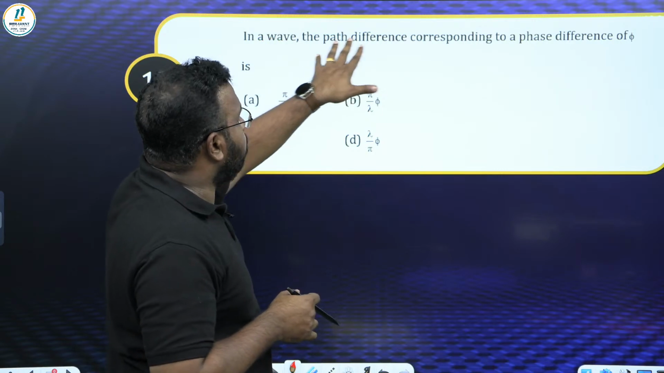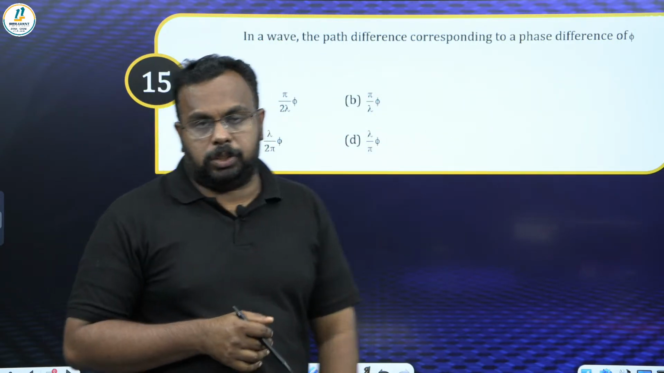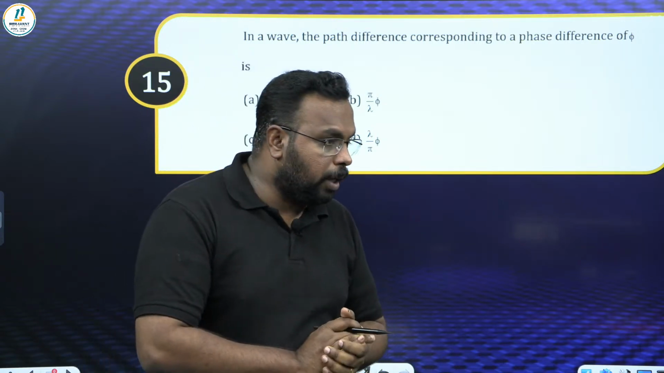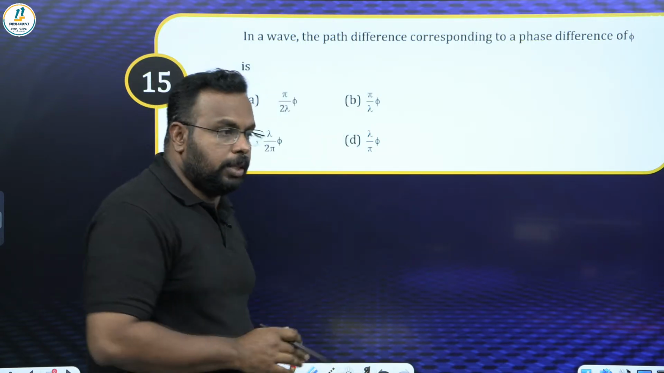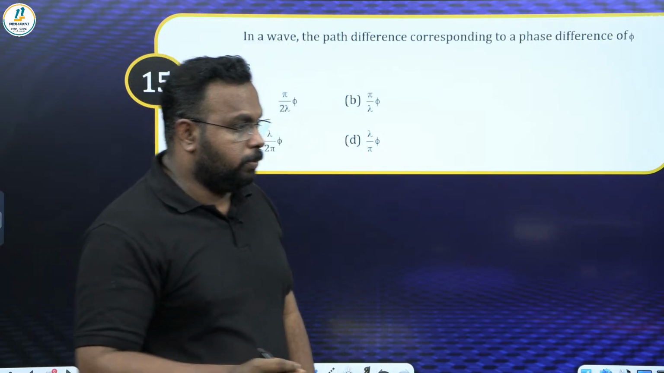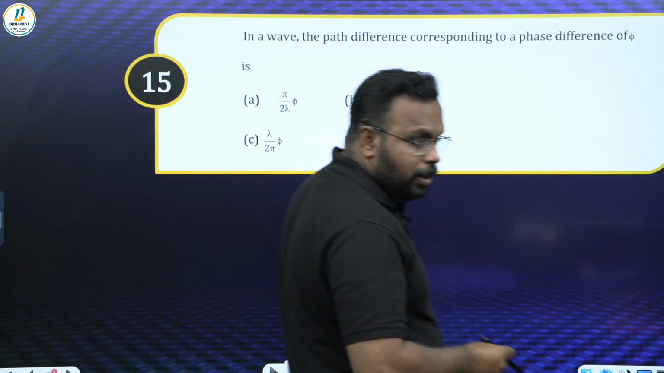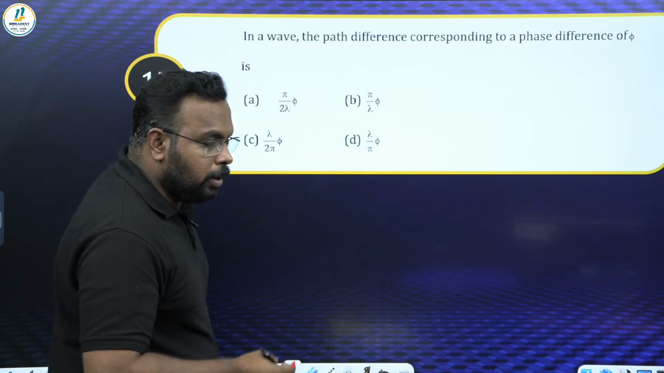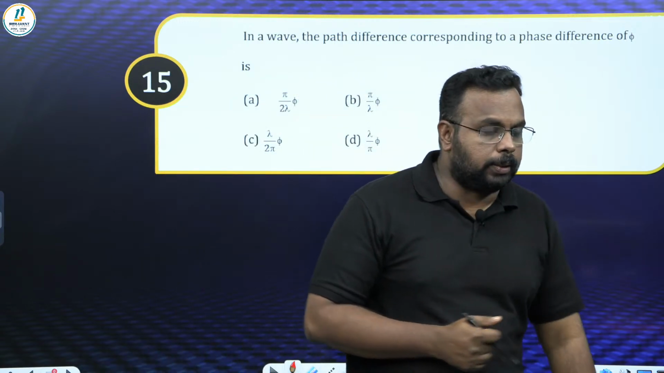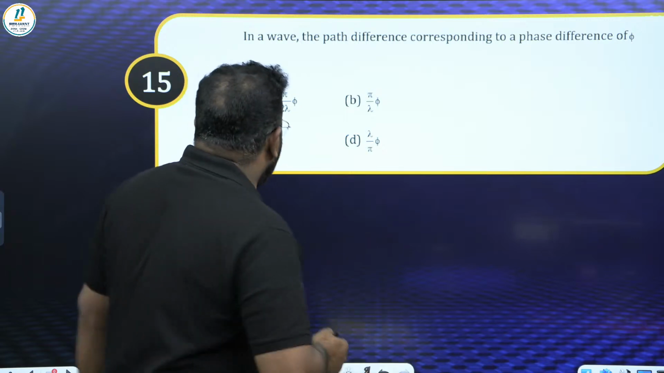In a wave, the path difference corresponding to a phase difference phi is. Phase difference is given. What is the corresponding path difference? Quickly comment your answers. You know the relation between path difference and phase difference of a wave. Yes, I can see from G. Others also, Ruben, Karthik, Atul. Yeah, simple, right?